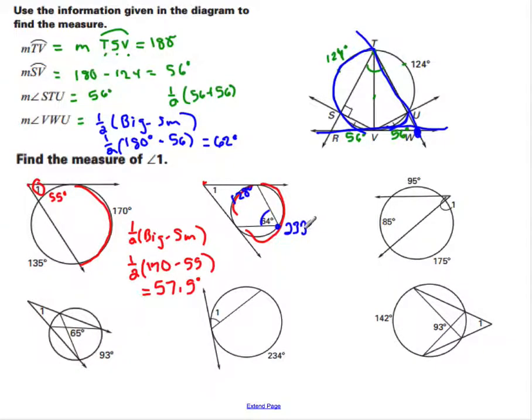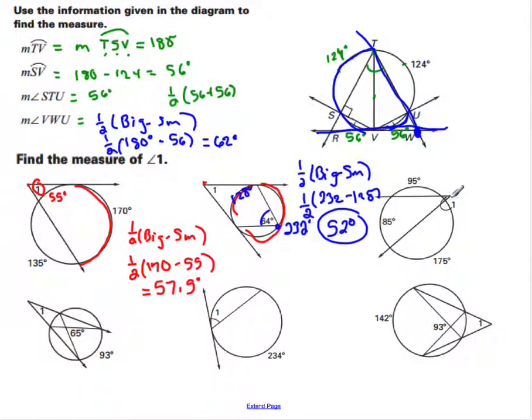If that's 128 degrees, the whole circle is 360, so I take 360 minus 128, and this big arc out here is 232 degrees. So again, I'll say 1/2 the big minus the small. That's 232 minus 128. 232 minus 128 gives me 104. Again, I'm doing the 1/2 of 104. 1/2 of 104 should be 52 degrees for how big the measure of angle 1 is.